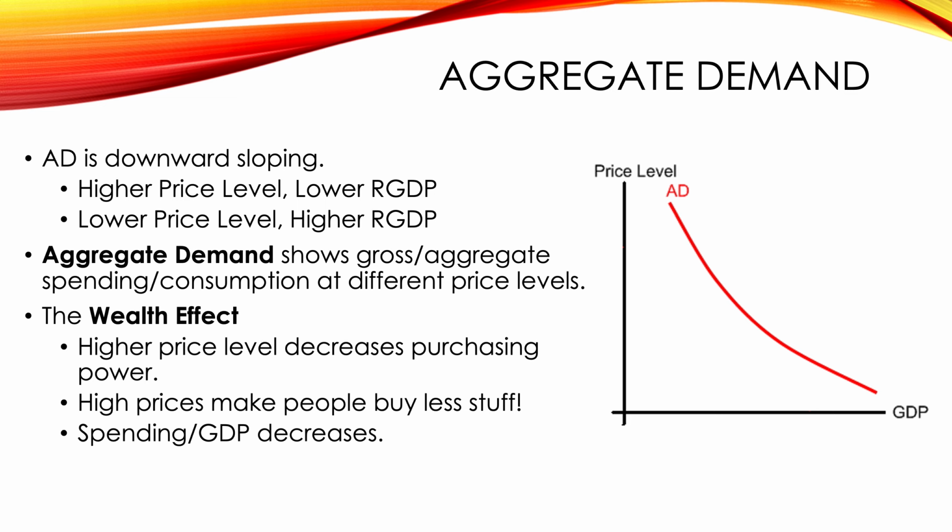Remember, this is real GDP. So when the price level goes up, real consumption, real spending, not even messing with inflation, decreases. When the price level goes down, it's just the opposite: that increases people's purchasing power. They can buy more stuff with their money, and that's going to cause them to buy more stuff. So the wealth effect is probably the primary reason why aggregate demand is downward sloping. A high price level makes people poorer and they can't buy as much stuff. A lower price level makes people richer, and that means they can buy more stuff.